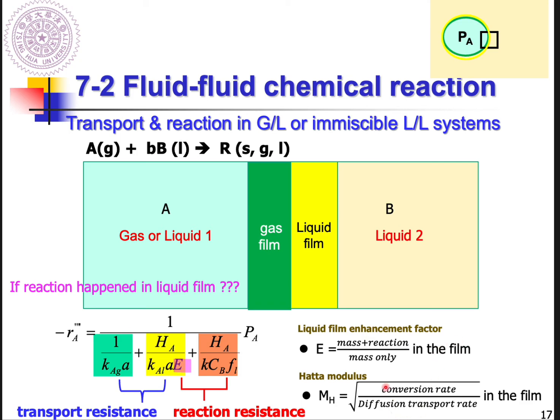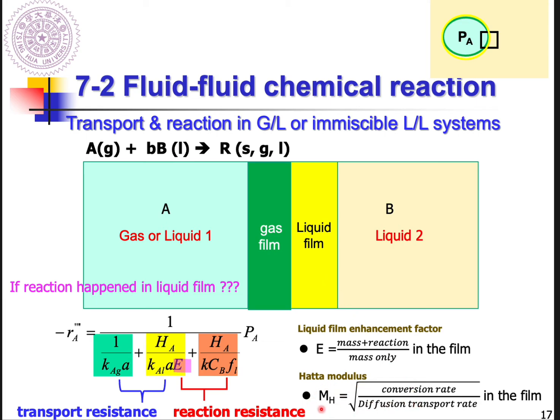Based on the definition, it is the square root of the chemical reaction rate divided by the transport rate in the film layer. So as long as you have a larger Hatta modulus, that means in this film layer we have the chemical reaction faster. We get an instantaneous, very fast chemical reaction rate compared to mass transport.